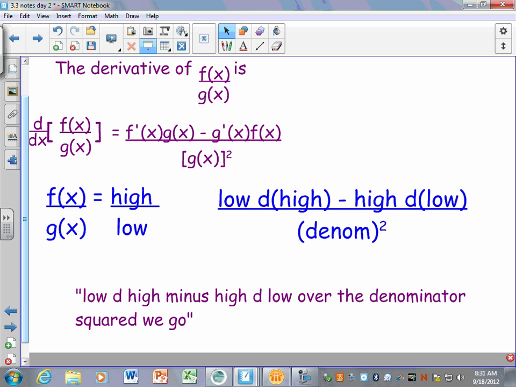That's terrible. Low d high minus high d low, all over the denominator squared we go. As long as you're multiplying, it doesn't make the song very nice, right? D means derivative, right? Yeah, well, why is it low? I thought it was F squared. It is. I'm just trying to make a little cute song about it.